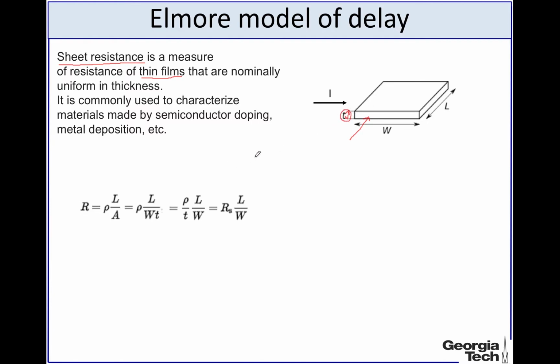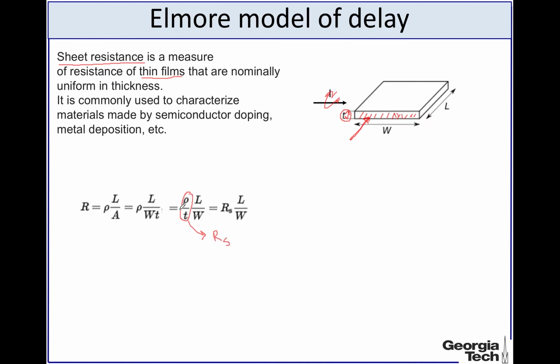And in that case the current is actually flowing perpendicular to the cross section given by area W multiplied with T. So the resistance is rho L over A, and A is WT, and this term over here, rho over T, is defined as the sheet resistance Rs.